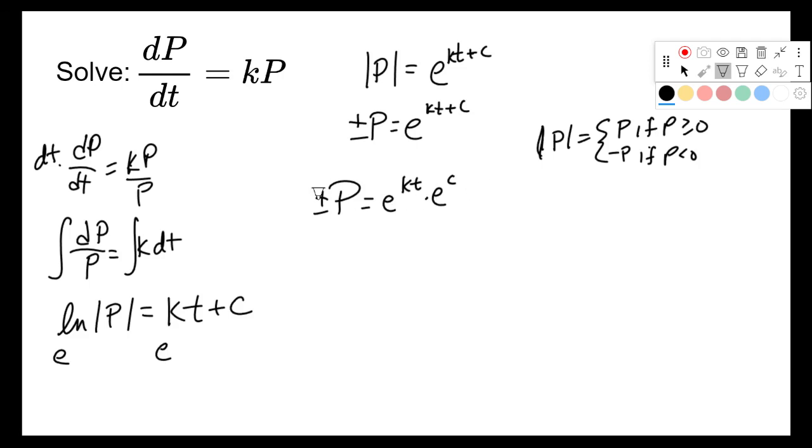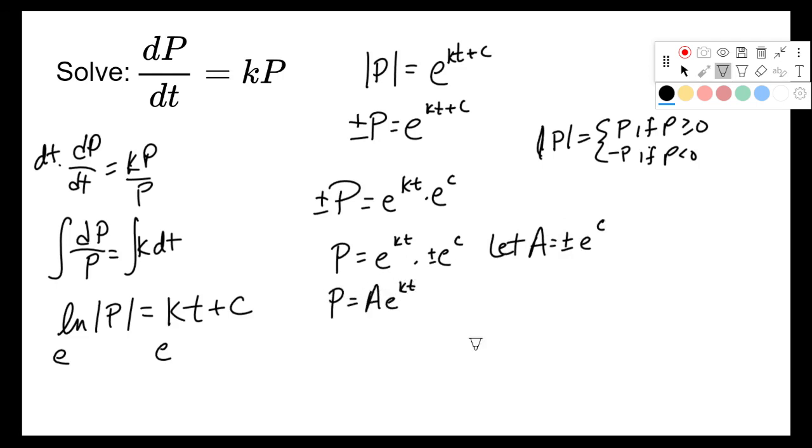And now what we're going to do is take this plus or minus and stick it on the e to the c, because e to the c is just some number. So we're going to stick it there with that constant. And we are going to say P equals e to the kt times plus or minus e to the c. And then I'm going to rename plus or minus e to the c with a different letter. I'm going to let A equal plus or minus e to the c. So we get P equals A e to the kt power.